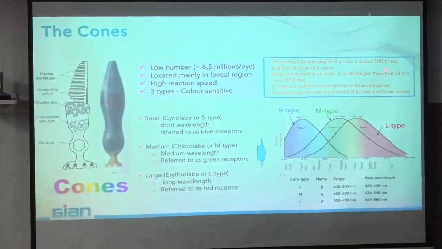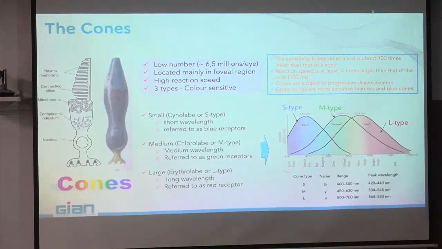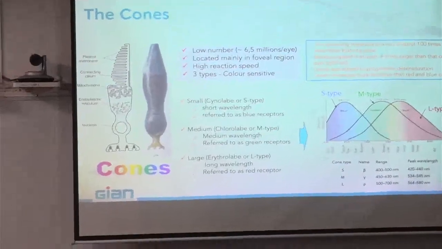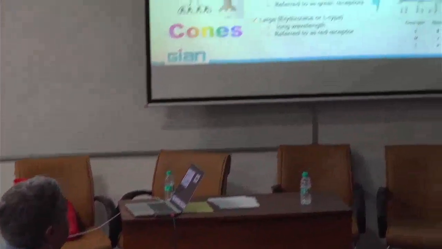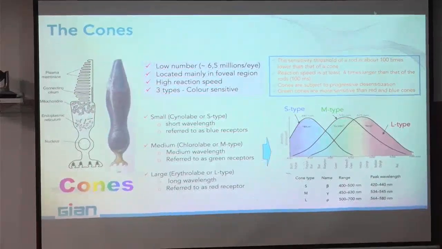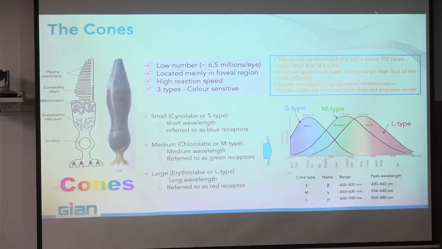The sensitivity of the rods here is about 100 times higher than a cone. You see that the V of lambda curve in photopic is much lower than the V of lambda in scotopic. The cones are not operating where very little light is available, but they are 4 times faster than the rods. That's because you continue to see in the central point of your vision where you are moving at high speed. The cones are subject to progressive desensitization.